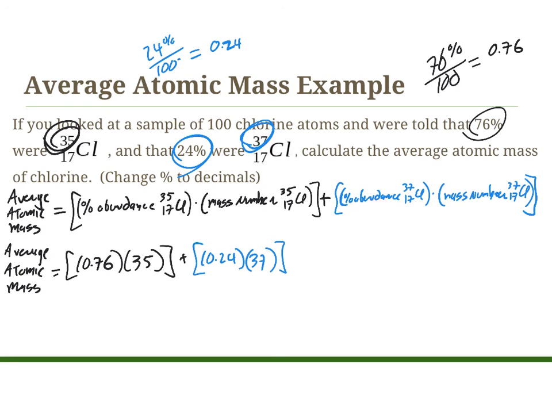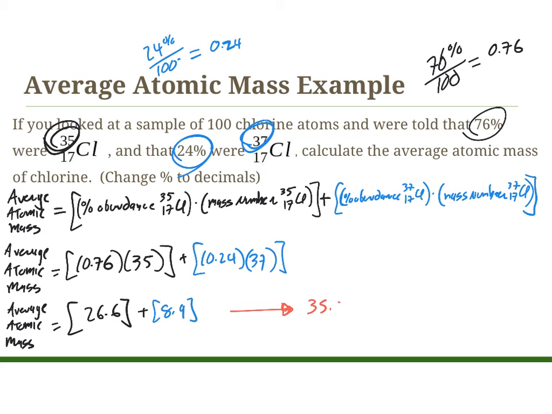When I multiply this out, I get an average atomic mass equal to, well, 0.76 times 35 is 26.6 plus 0.24 times 37 is roughly 8.9. We're just going to always go to one decimal place, or a tenth rather. And when I add all that together, 26.6 plus 8.9, I get an average atomic mass of 35.5.